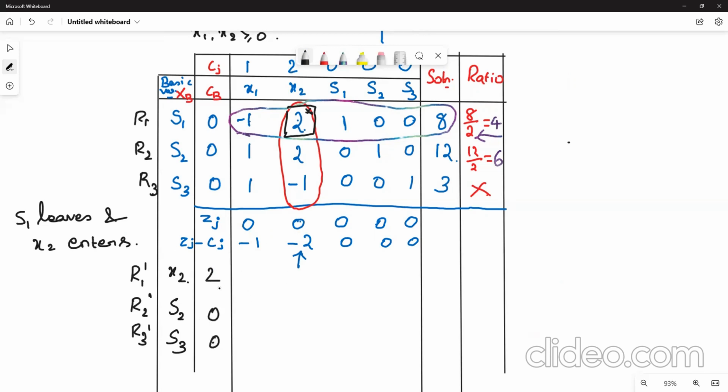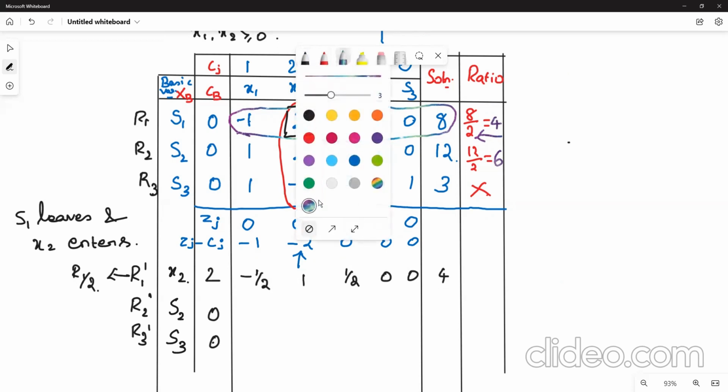Now I have to make this pivotal entry 1, meaning I have 2 there. When will this become 1? When I divide this by 2. So divide the row throughout by 2. R1 dash is nothing but R1 divided by 2. So minus 1 by 2, 2 by 2, 1 by 2, 0 by 2, 0 by 2, 8 by 2.